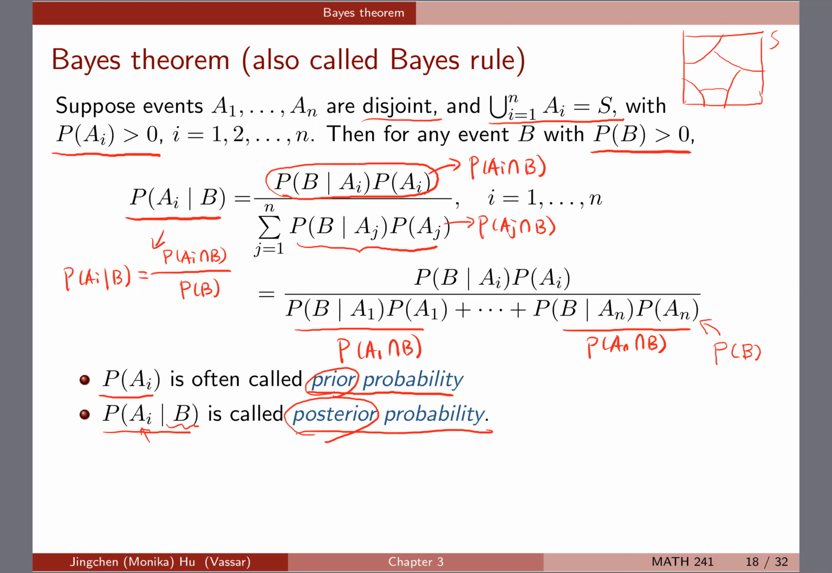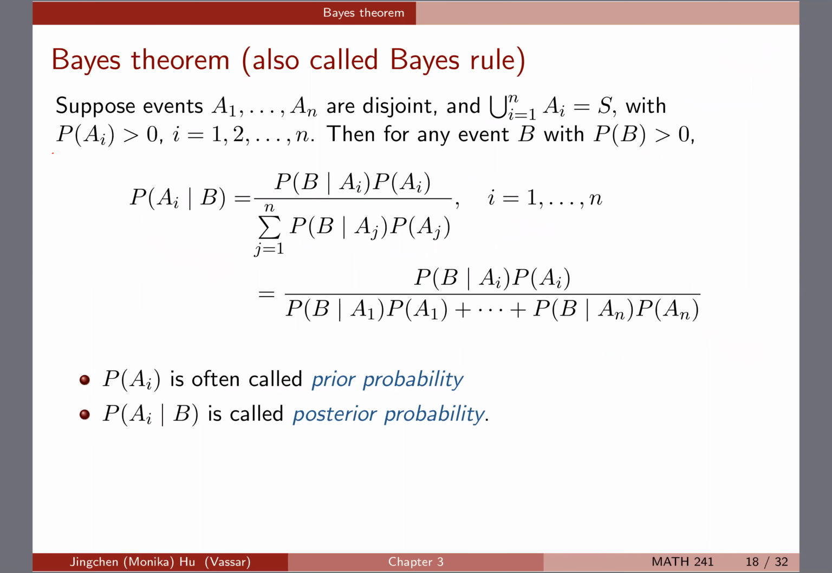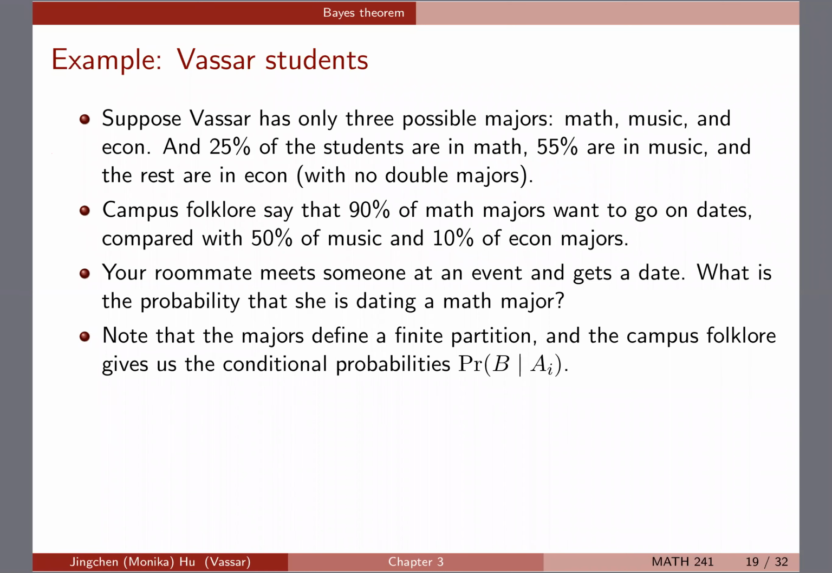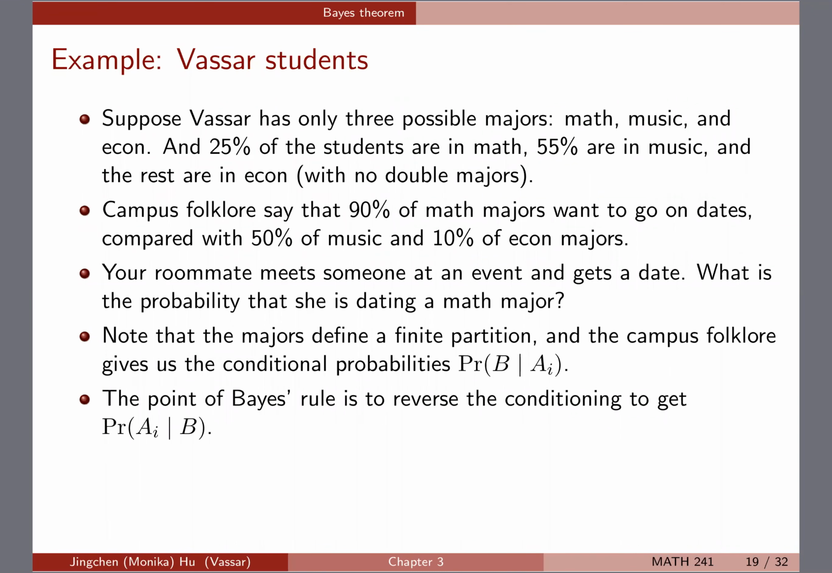So just to give you an example, and we'll work it through in class. Suppose Vassar has only 3 possible majors, math, music, and econ, and we have 25% of students in math, 55% in music, and the rest are econ. And we are assuming that there are no double majors here. Kemper's folklore says that 90% of the math majors want to go on dates compared with 50% of music and 10% of the econ. Suppose your roommate meets someone at an event and gets a date. What's the probability that she's dating a math major?